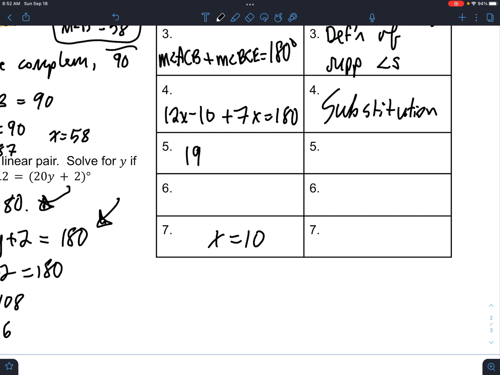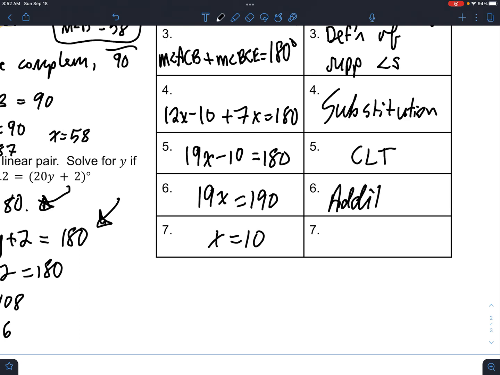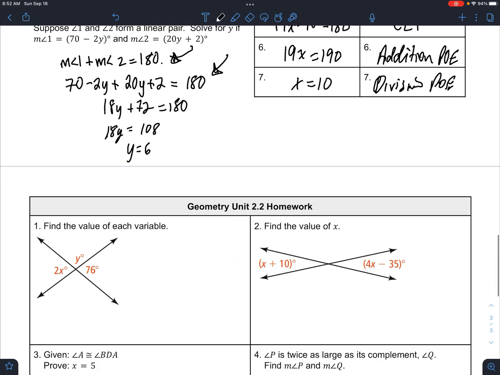So combine like terms. Oh, yeah, combine like terms. That's what that stands for. I'm just solving equations like I normally would, and then supporting it. So addition POE and division POE. There you have it. Okay?